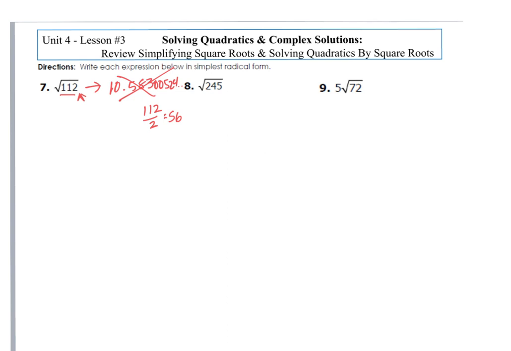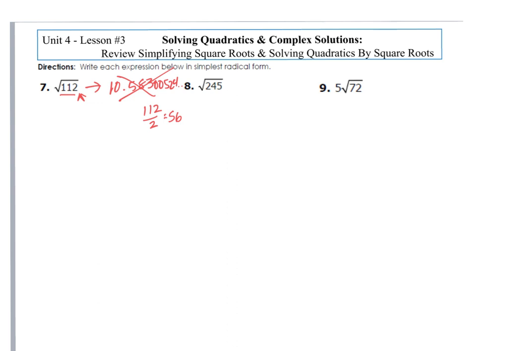Does 49 divide evenly into 112? No, it doesn't. Does 36 divide evenly into 112? It does not. And 25 does not. But once I get to 16, that divides evenly into 112, because 112 divided by 16 is 7.